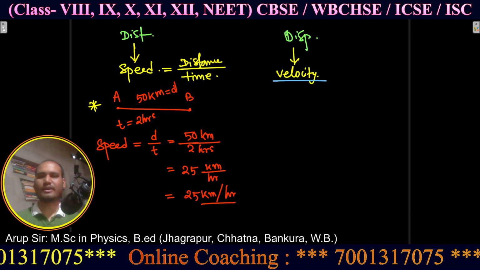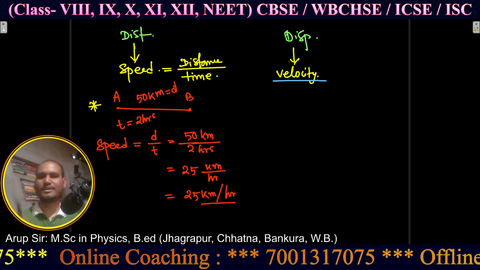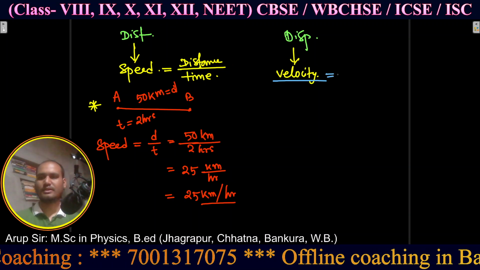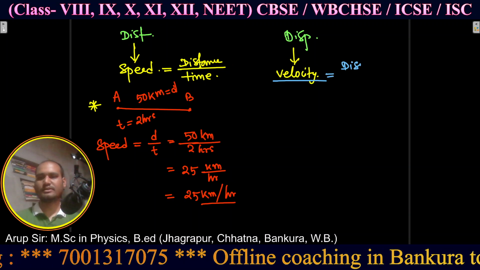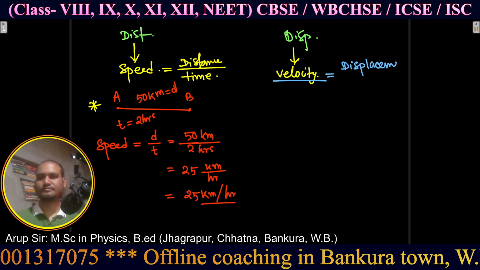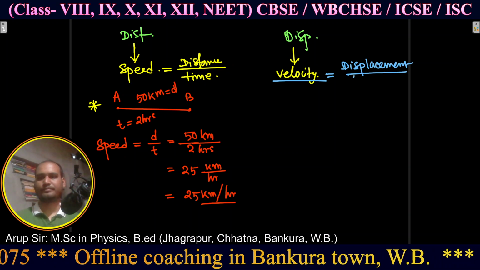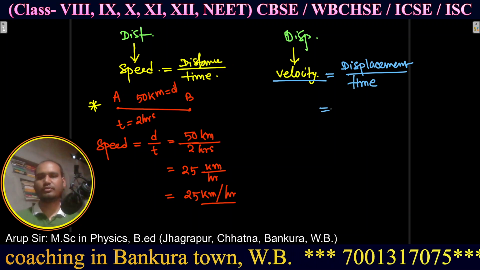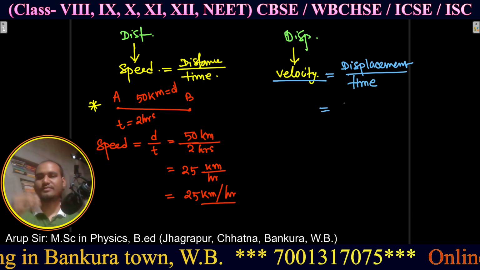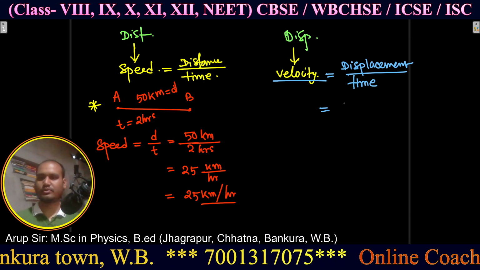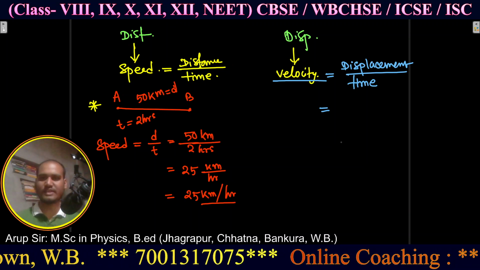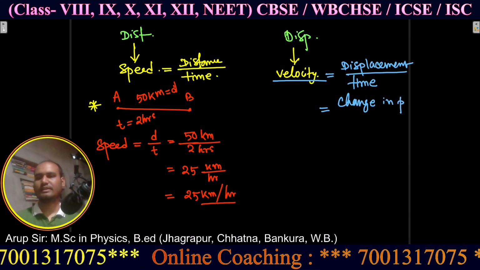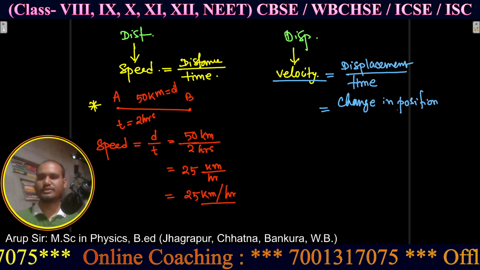Velocity is simple, what I have said already, that speed comes from distance. Similarly, velocity comes from displacement. So velocity is displacement upon time. And you know displacement is also known as final point minus initial point. You also know displacement means just change in position. Change in position by time.